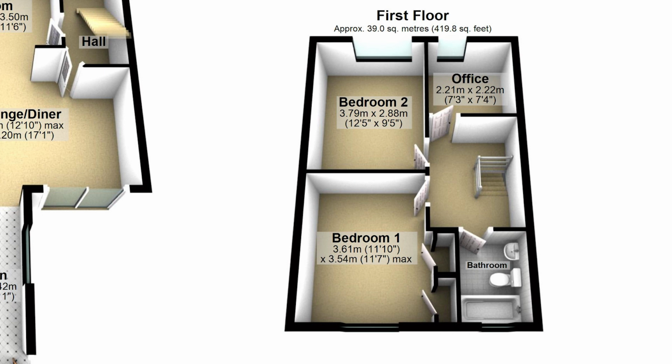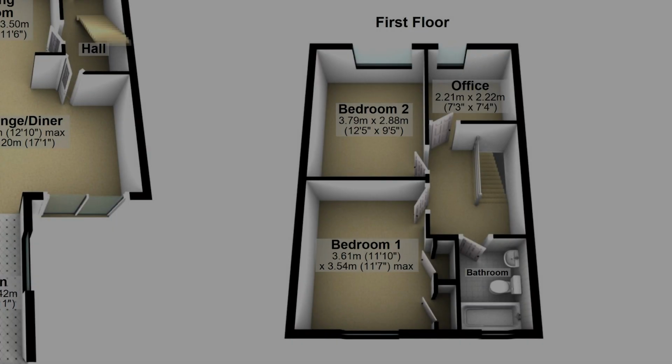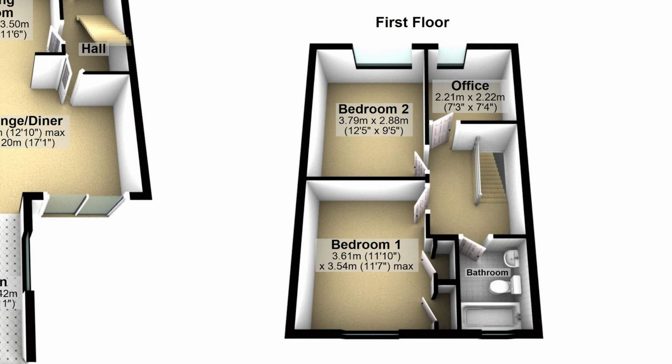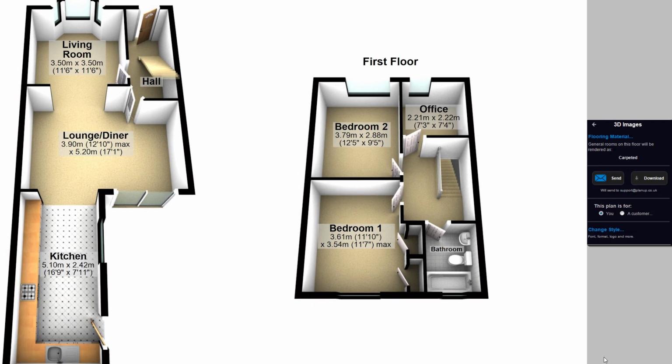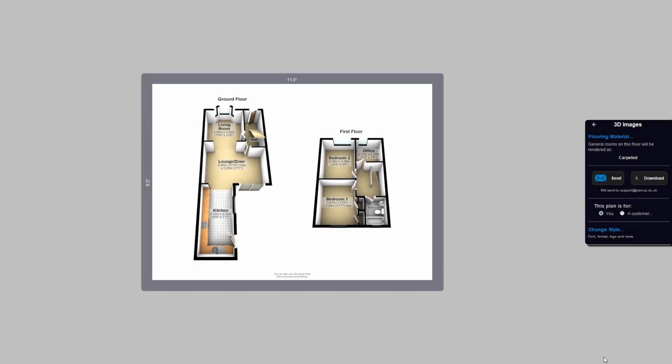Here's an example of a plan that's been rendered without the 3D stairwell being edited. You can see that the hole in the floor and the banister just don't look correct. Here we have an example where we have edited the 3D stairwell, and you can see that the banister and the hole in the floor both look exactly as they should. So remember to edit your 3D stairwell when you want to generate a 3D plan.